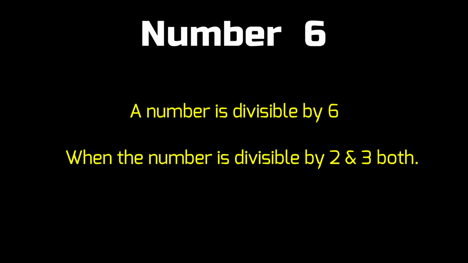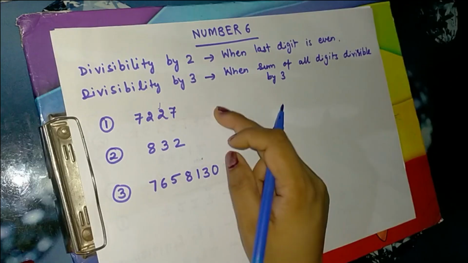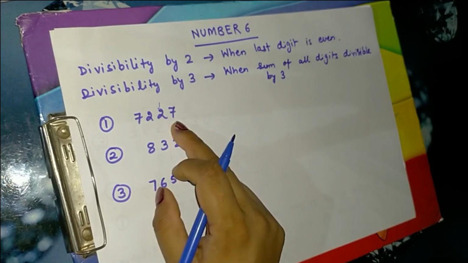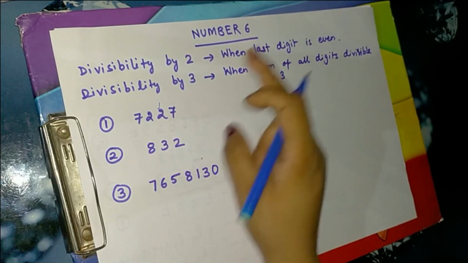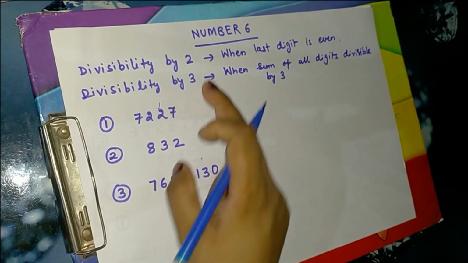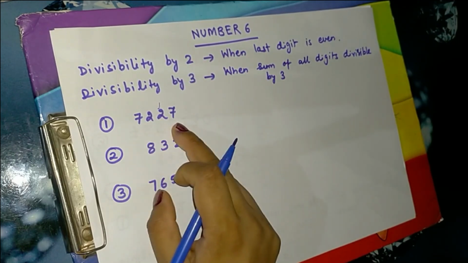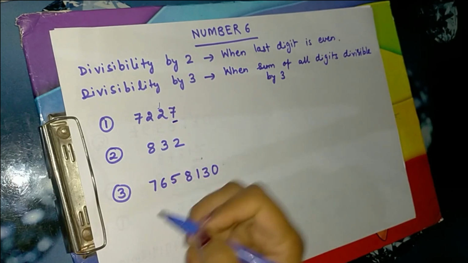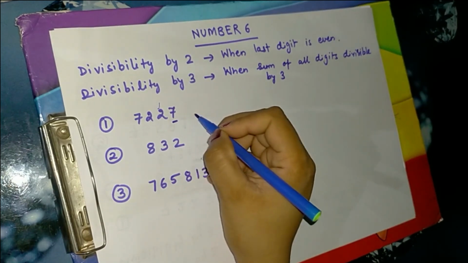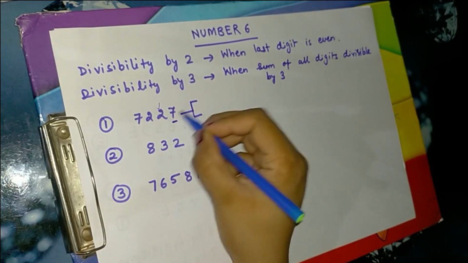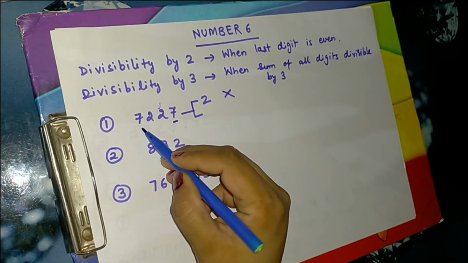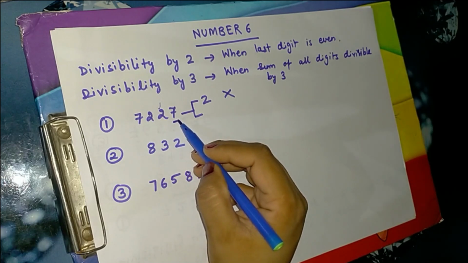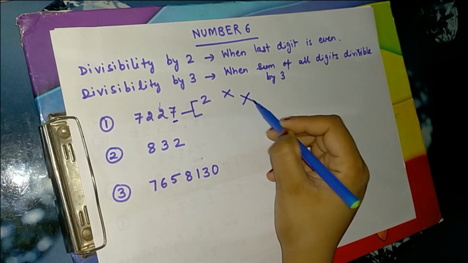A number is divisible by 6 when the number is divisible by 2 and 3 both. For example, here we have three numbers. Our first number is 7,227. To check if this number is divisible by 6, we need to check whether this number is divisible by 2 and 3 both or not. So here you can see that the last digit of this number is 7. So 7 is not divisible by 2. So we can say that this number is not divisible by 2. So we can say that this complete number 7,227 is also not divisible by 6.